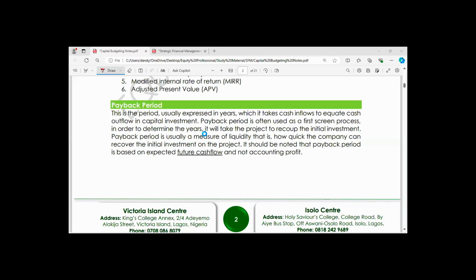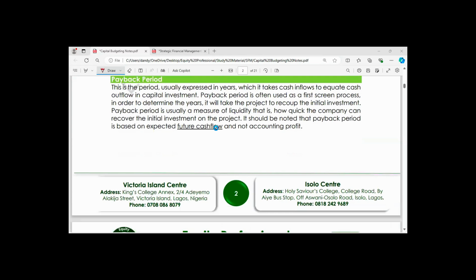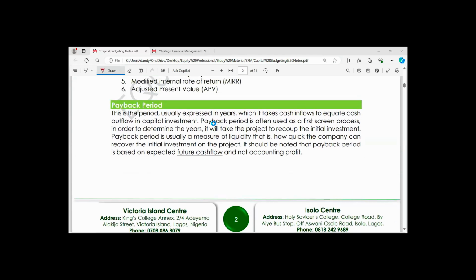So when calculating payback period, cash flow is needed. Anything you want to do in investment appraisal or any project evaluation techniques that you want to use, you are going to need cash flows. But if you are using accounting rate of return, you don't need cash flow, rather you need accounting profit or loss. So how do you calculate payback period?